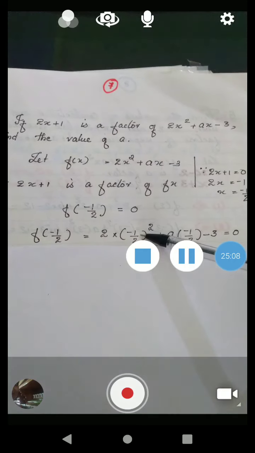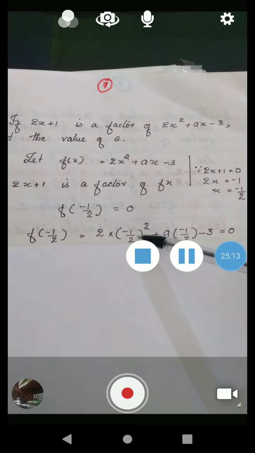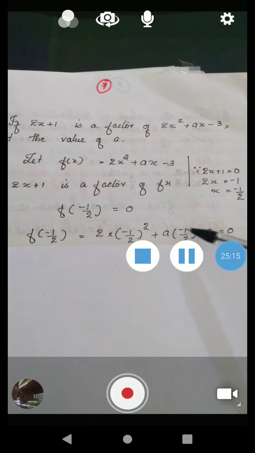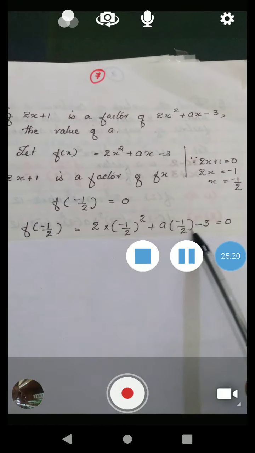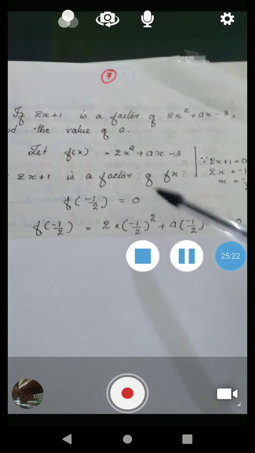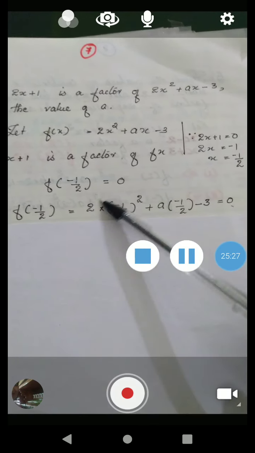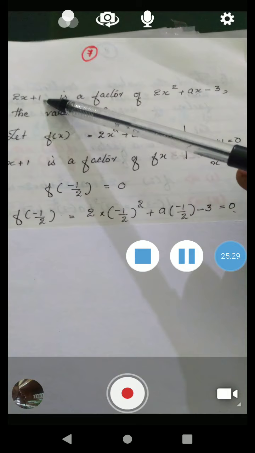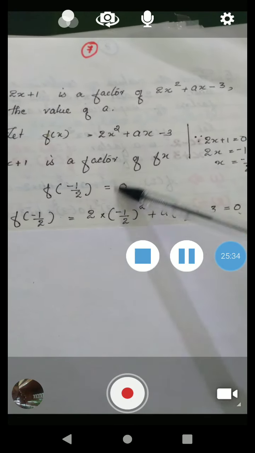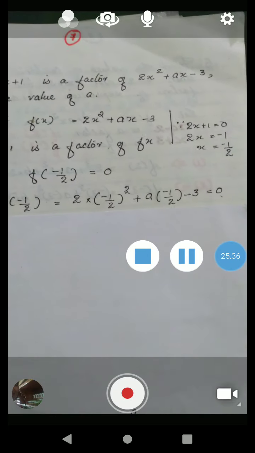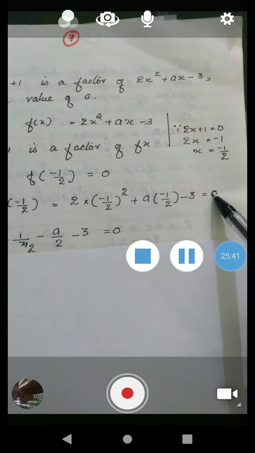Substitute minus 1 by 2 in the place of x here. 2 into minus 1 by 2 the whole square plus a into minus 1 by 2 minus 3. When you simplify, it is already given which is equal to 0. That is given because this is a factor of this expression. So, remainder is 0. So, simplify, we can equate this with 0.